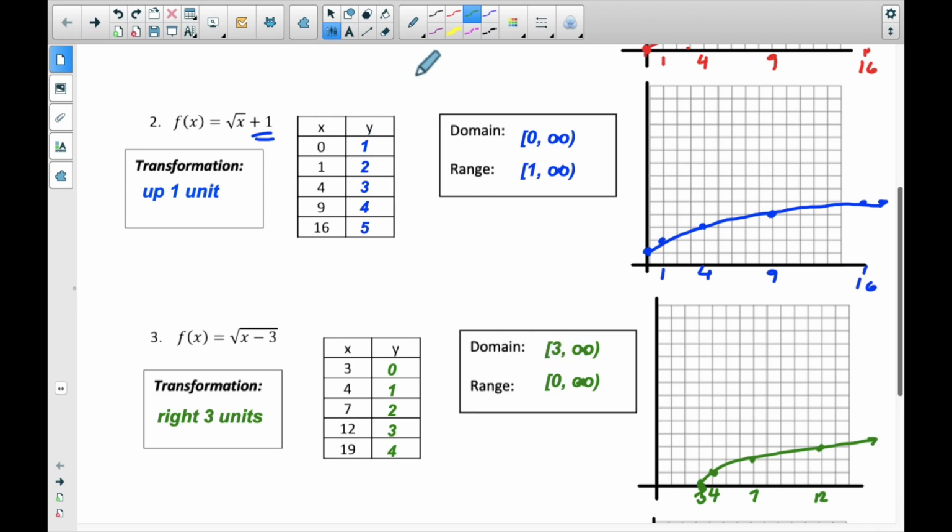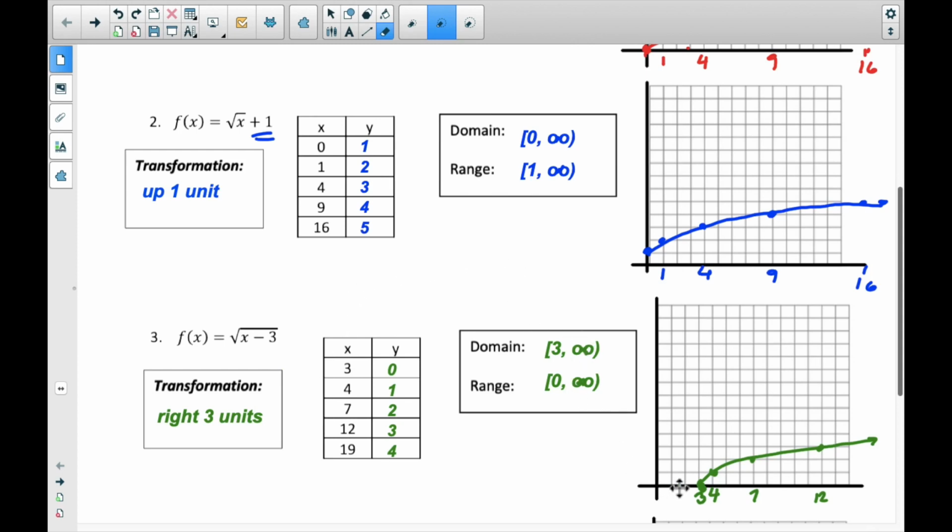Because think about it. What would happen if you plugged in a 1? If you plugged in a 1, you'd get 1 minus 3, and that's negative 2. Can you take the square root of negative 2? No. And so 1 is too small. The domain now starts at 3 instead of starting at 1 or 0 or anything else.